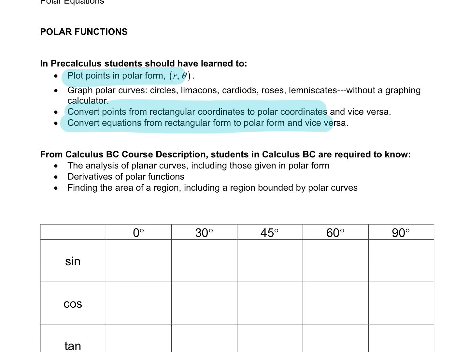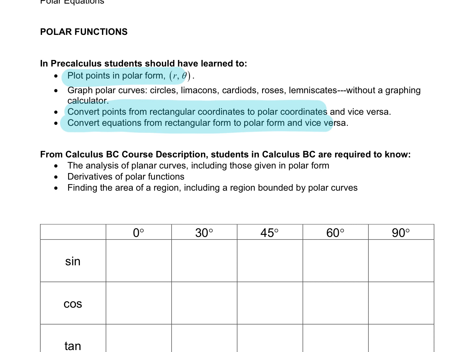Things we need to know in BC calculus. We need to be able to graph a lot of these polar curves by hand. Some of them will be calculators, some of them will be not. Definitely, we will need to be able to graph the circle equations by hand. They are very quick and simple, but you're going to need to know how to do that. We are going to do derivatives of polar functions next class.